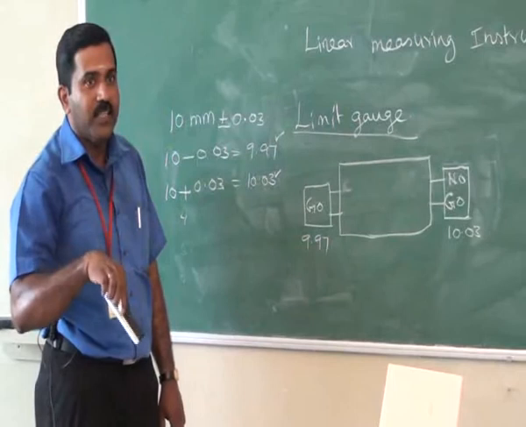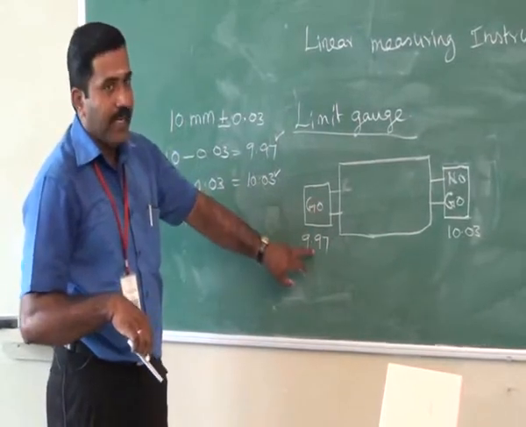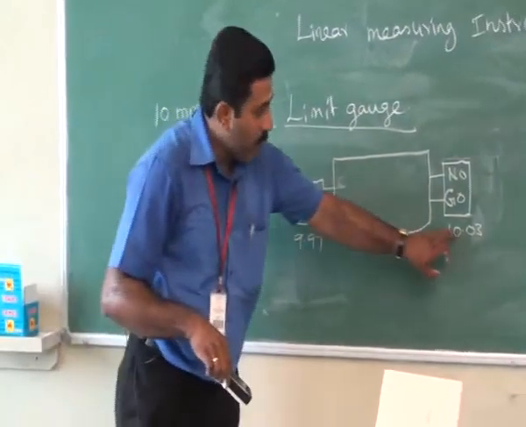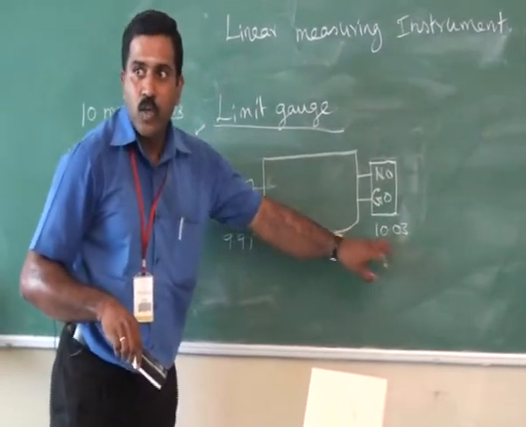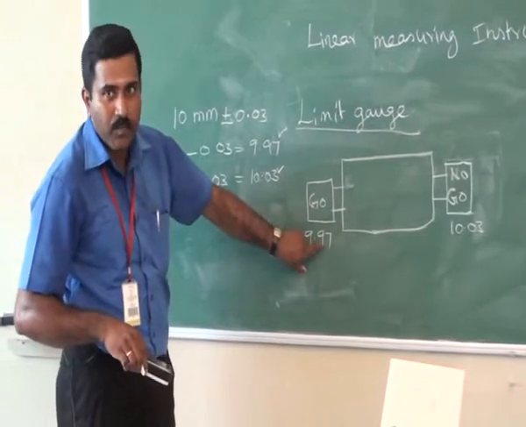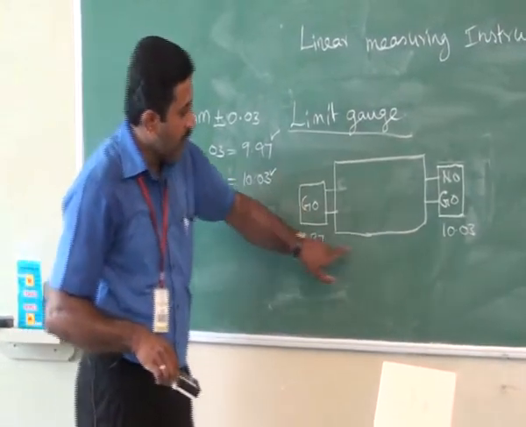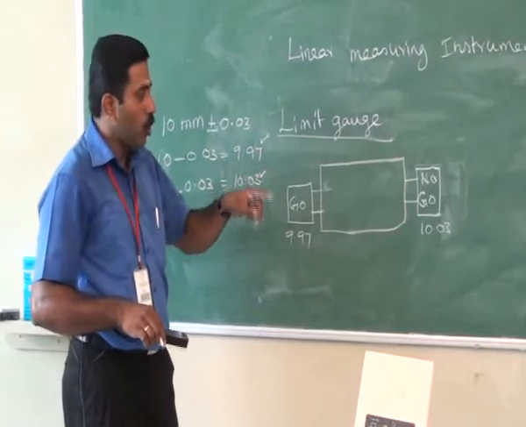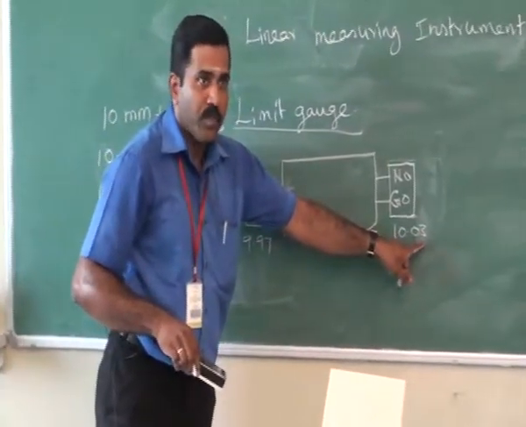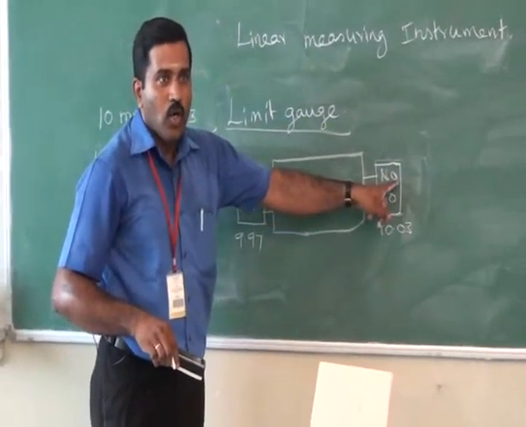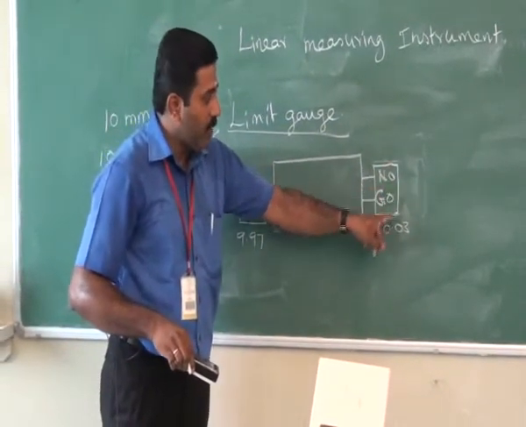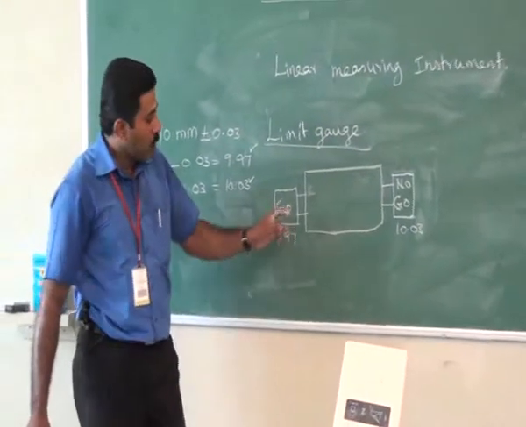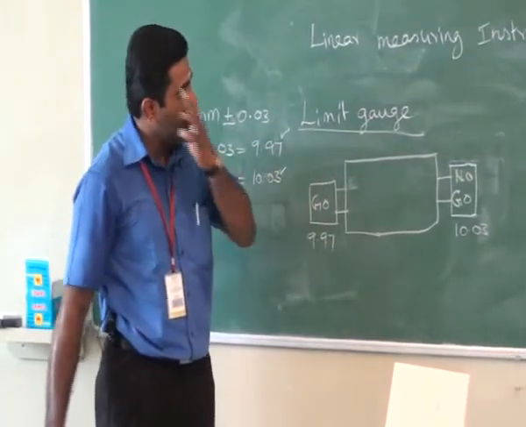Now we are going to measure the hole. The go side will enter from 9.97 mm to 10.03 mm. Okay, are you clear? Because the size of the go side is 9.97 mm, we can measure the various values, that is 9.97, 9.98, 9.99, 10, 10.01, 10.02, up to the level of 10.03. But the no go side will not enter. So it only measures the upper limit level, that is 10.03 mm. Okay, are you clear? So this is the design of the limit gauge.